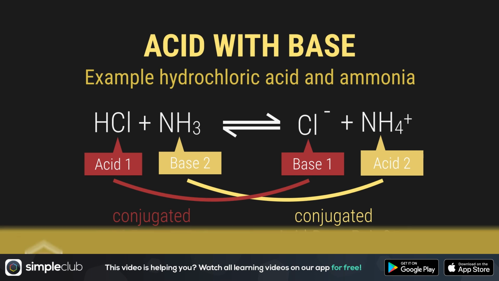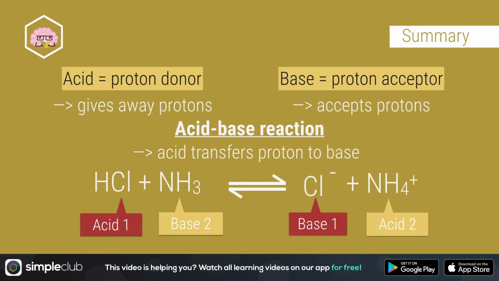So remember, with acid-base reactions, protons are transferred from the acid to the base. The acid turns into the conjugated base and the base into the conjugated acid. And these are our acid-base pairs. This concept is incredibly important and you'll keep on using it in chemistry. Make sure you understand it. Get cracking!